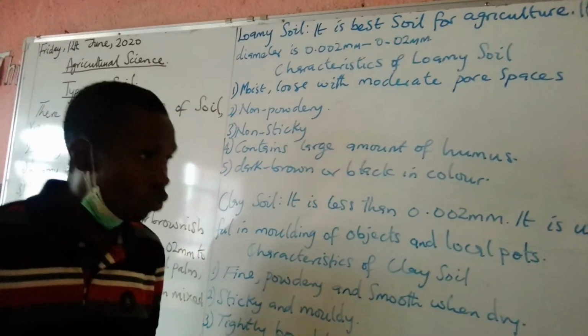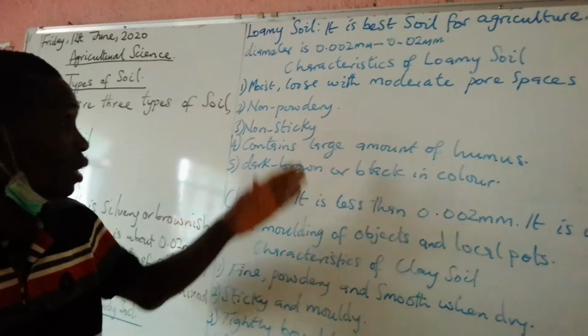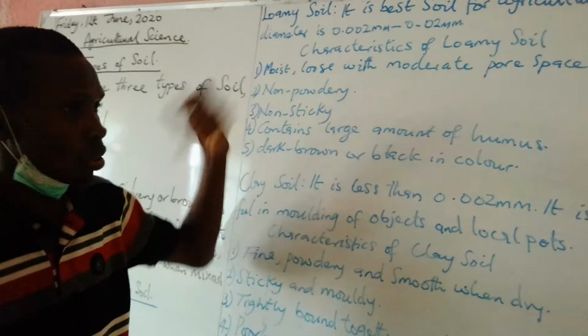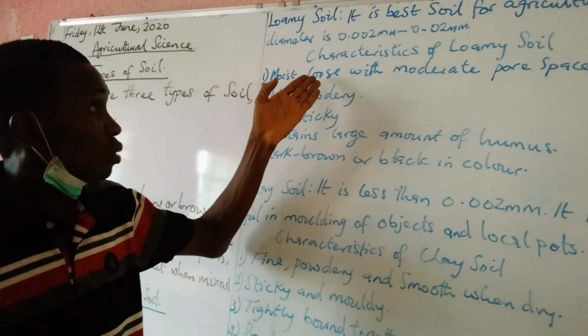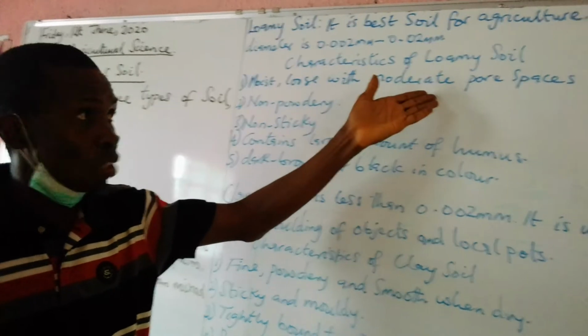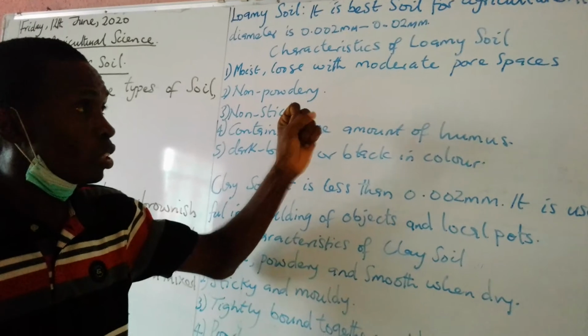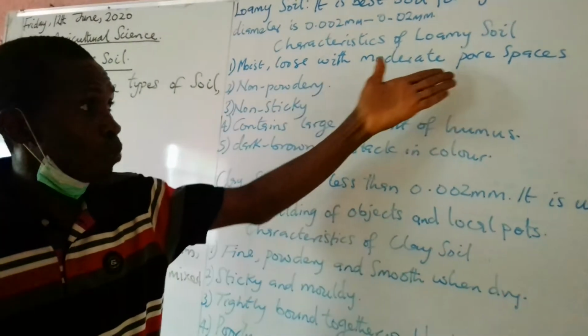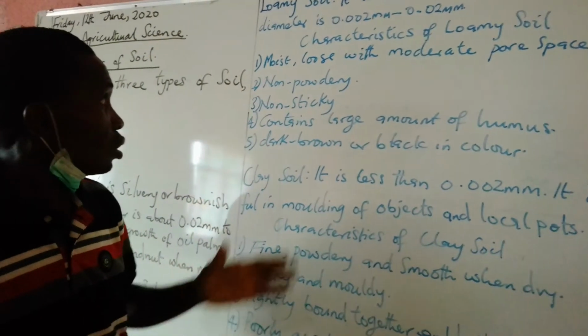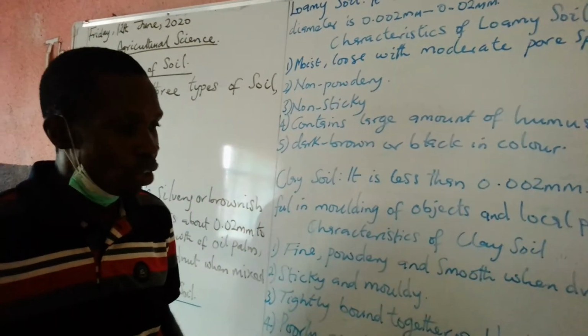When you look at loamy soil and you get it out from the farm, you discover it is moist, always wet. Though it's loose, the looseness is very moderate. It's not as sandy soil, so the pore spaces are still close up. Then it's not powdery.